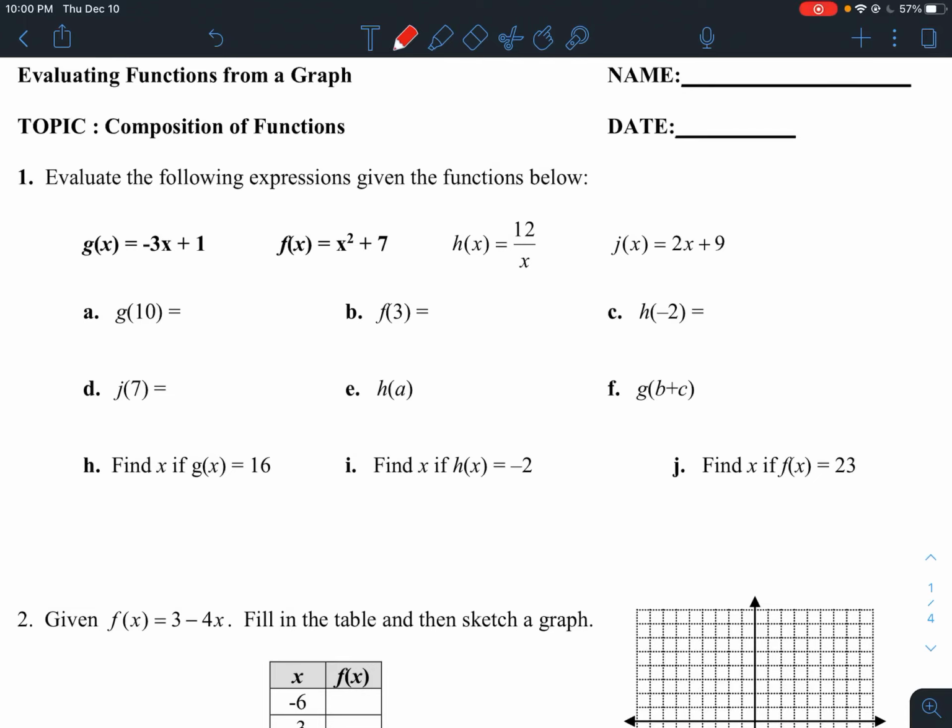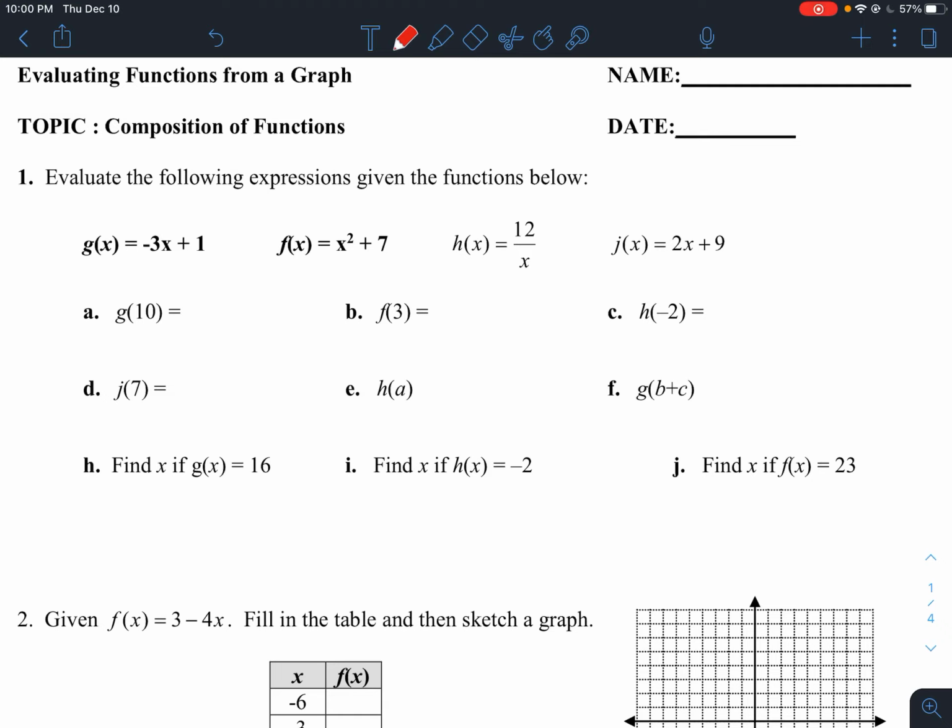Hi, Math 2 students. So for this Edpuzzle, we're going to be reviewing function notation and what a function is, all right? So for number 1, it says evaluate the following expressions given the functions below.